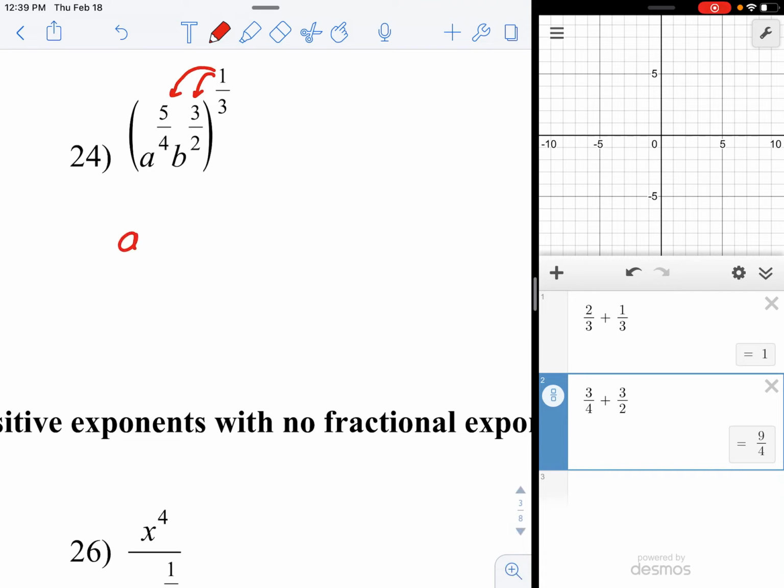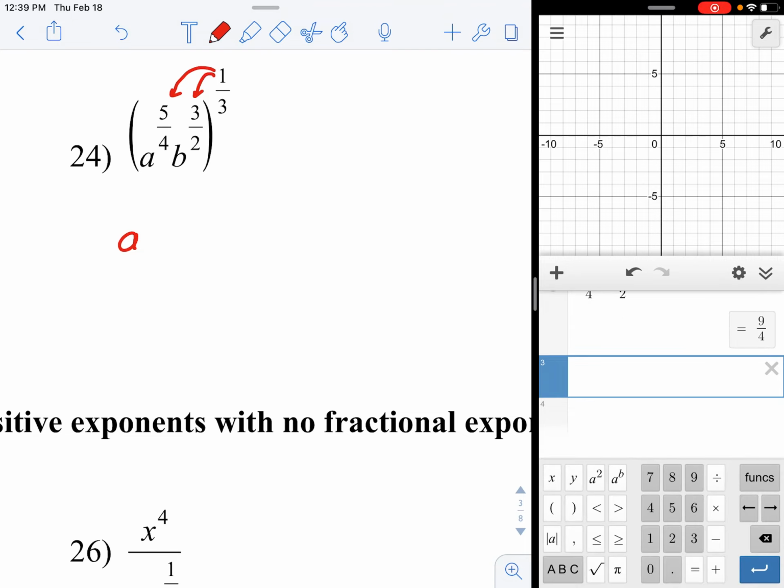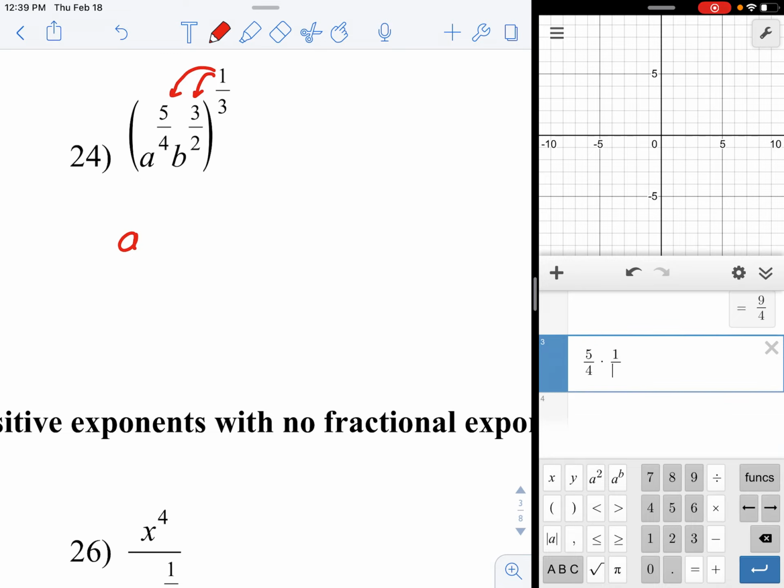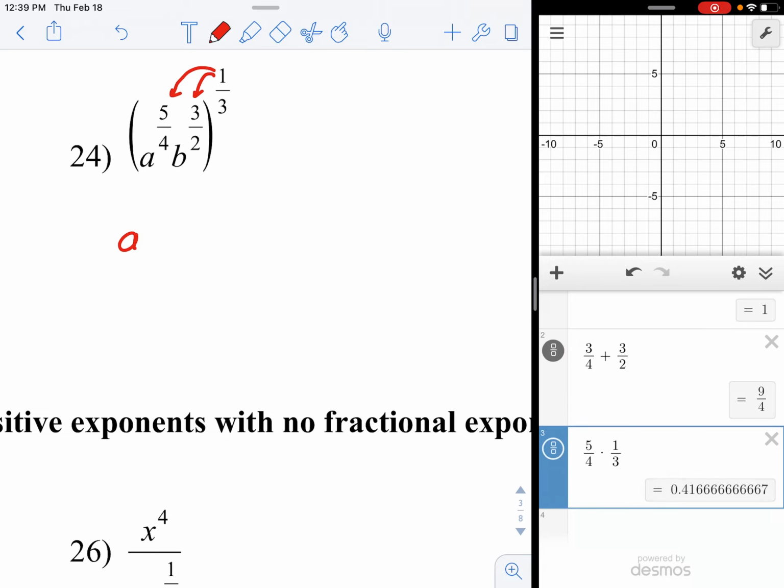So here we need to do a to the 5/4 times 1/3. Let me do that. 5/4 times 1/3. And then hit the fraction button.